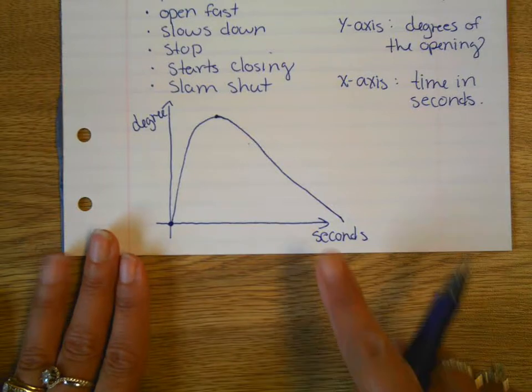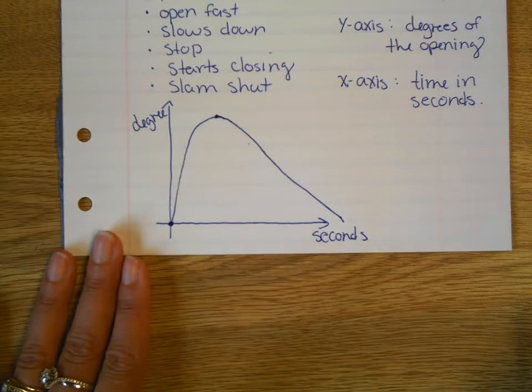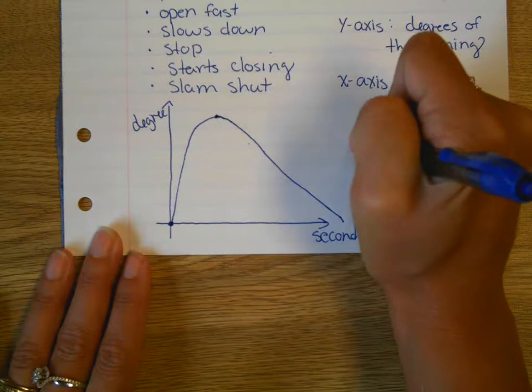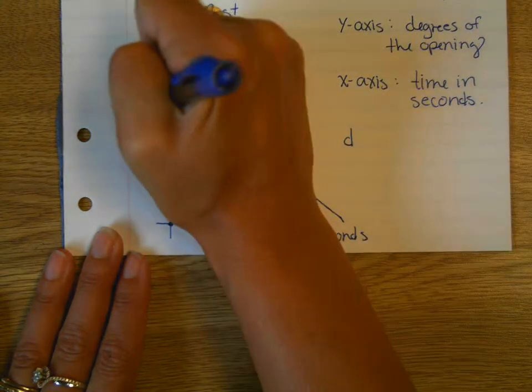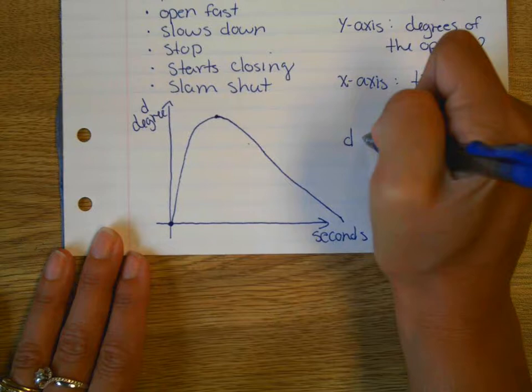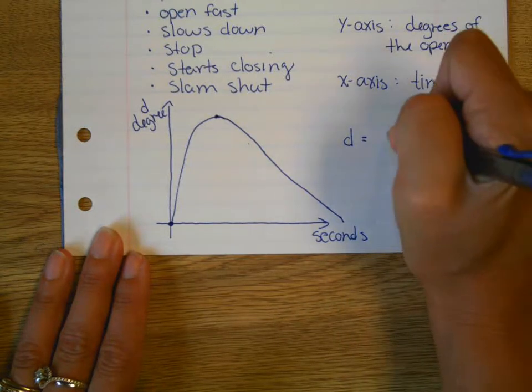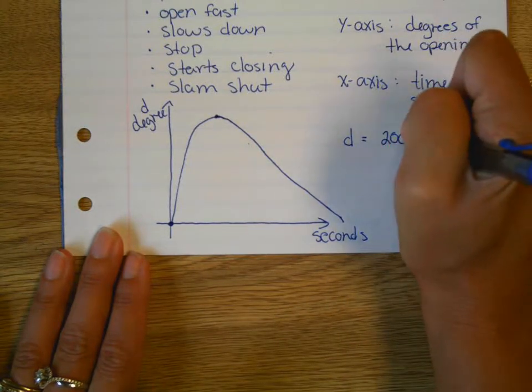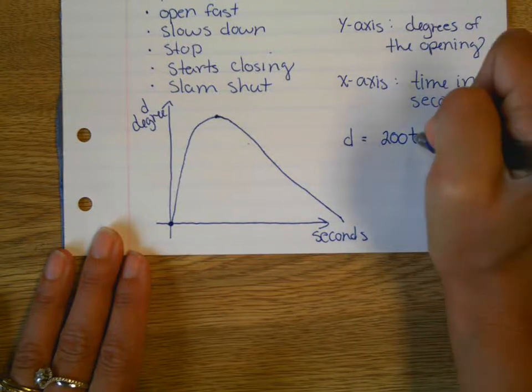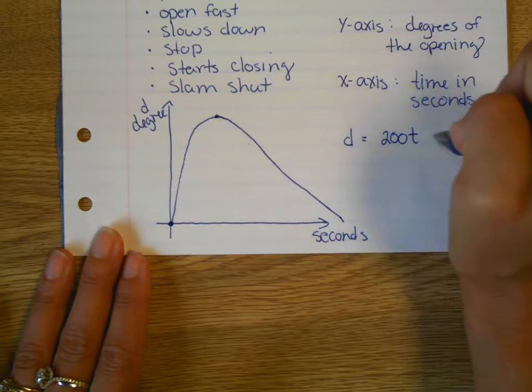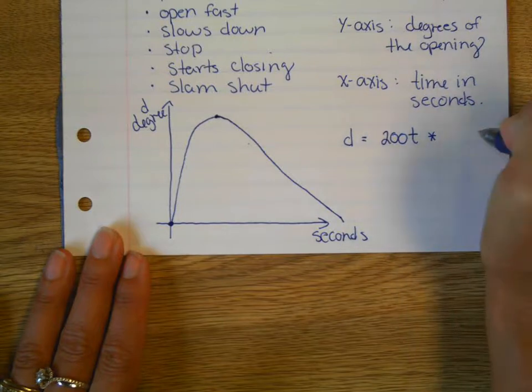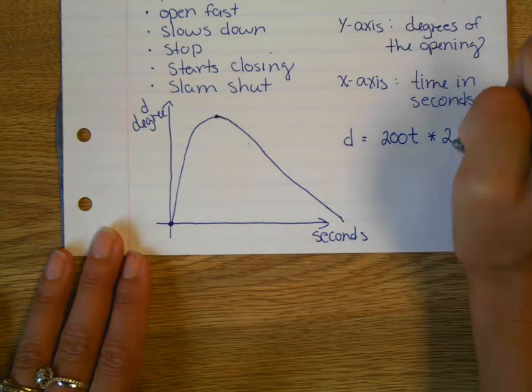Now we do have an equation that will fit this graph. The equation is that the degree of the opening, I'll use d for degree, it's our y-axis, is equal to 200 times t, the time in seconds since you press the button, multiplied by 2 raised to the negative t.